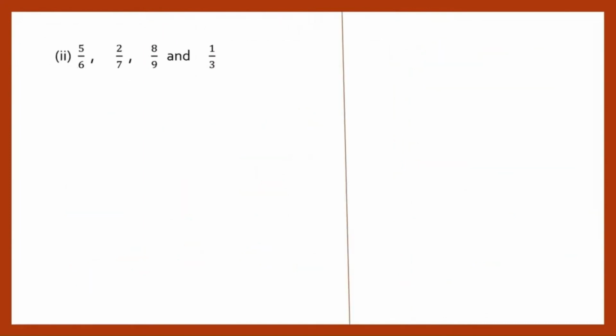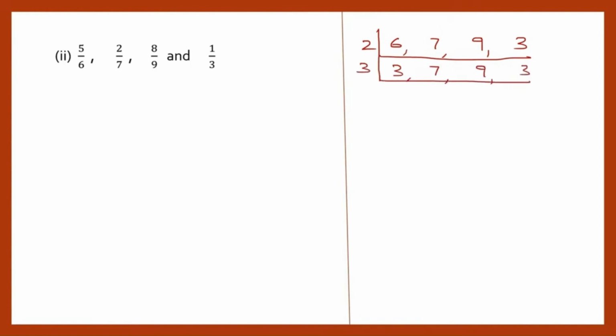Let's find the LCM of the denominators here. 6, 7, 9 and 3. Starting with 2. 2 3s are 6, 7, 9 and 3. I bring it down. Now I use 3, 1, 7, 3 3s are 9. Bring down 1, 1 and 1. Now I use 7.